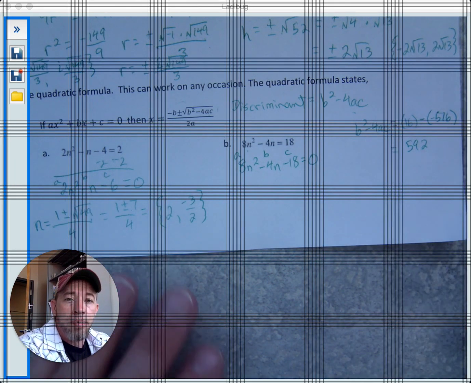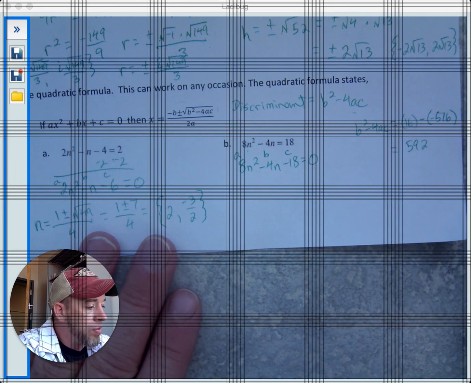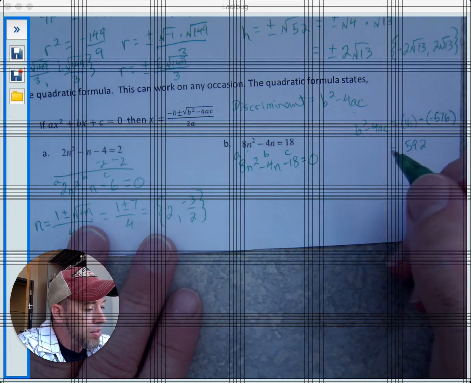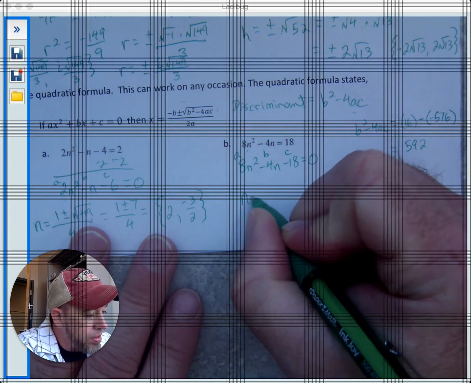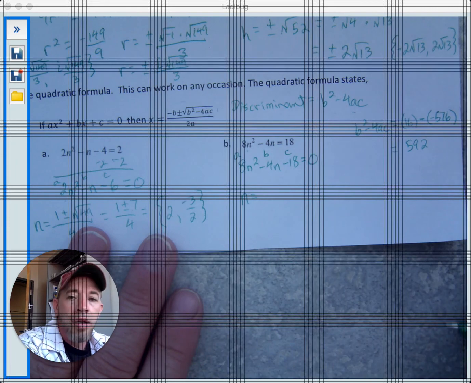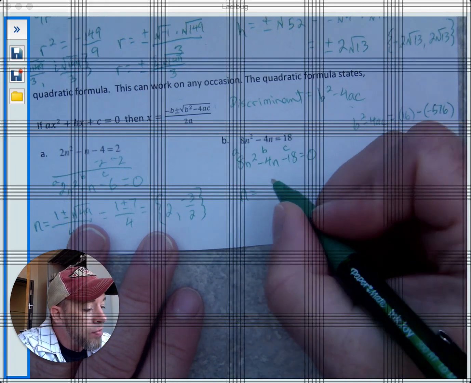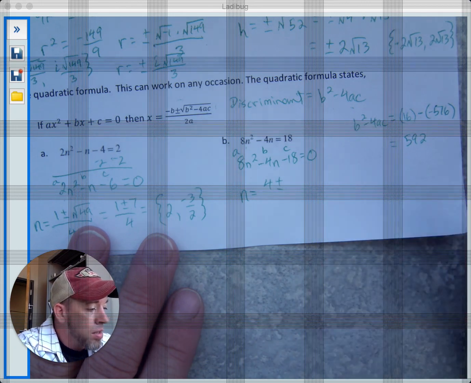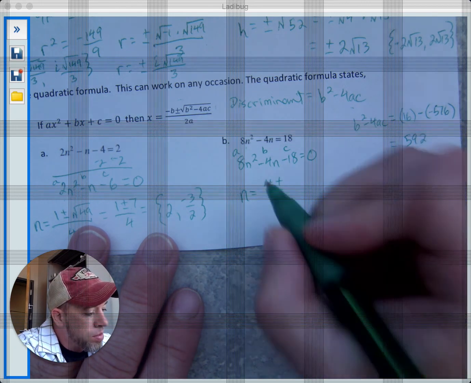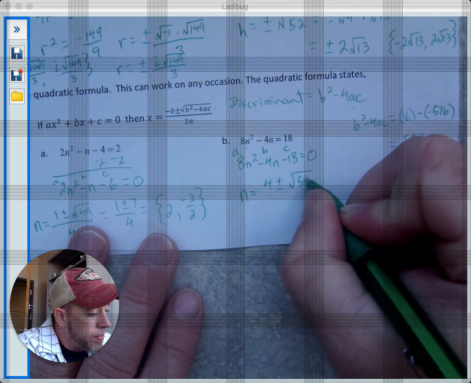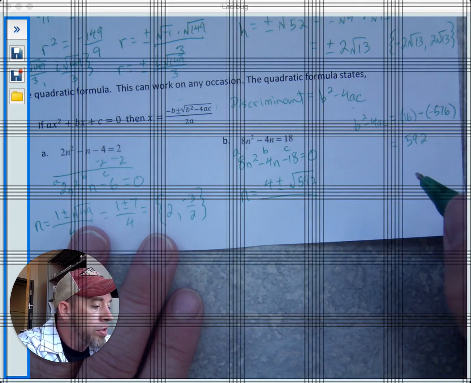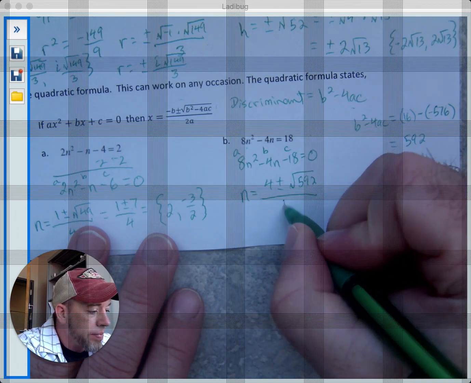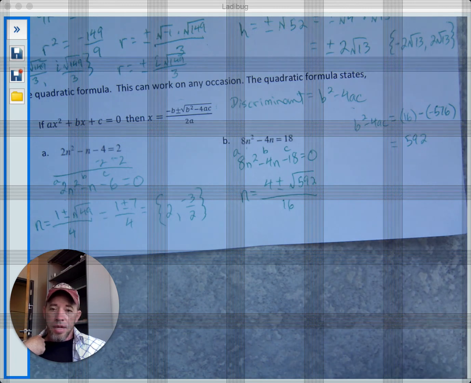Let's go ahead and put in the rest of the quadratic formula, right? So n is my variable, so I have n equals instead of x equals. Negative b was negative 4, so we have positive 4, plus or minus the square root of 592. We found our discriminant, so square root of 592, all over 2a, 2 times 8 is 16. So you might be tempted to leave your answer like this.